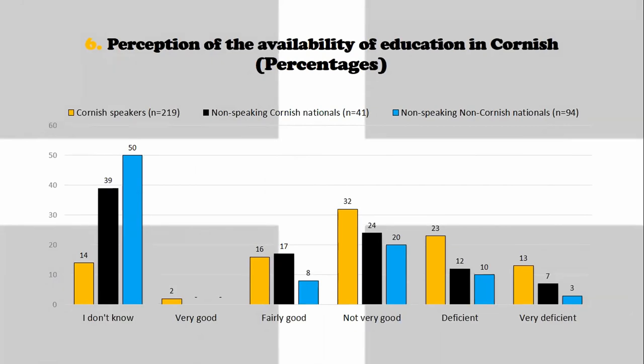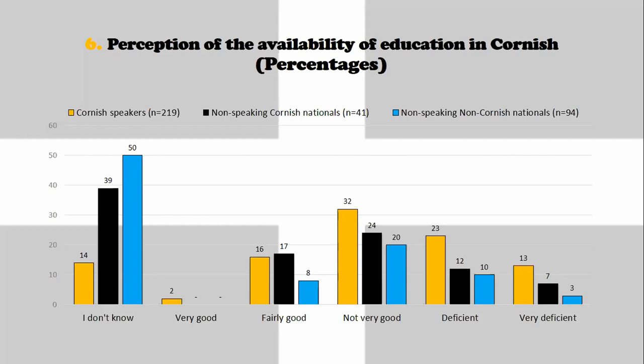Many people may think that, oh yeah, children study Cornish because I have a neighbor, a friend, whatever, but how do people see that? And the first thing that is interesting, if you see on the left, is that 50%, half of the non-Cornish nationals who cannot speak Cornish have no idea at all. Something similar happens with those with Cornish nationality. 39% have no idea about education in Cornish. And obviously, rather few Cornish speakers are in that group.